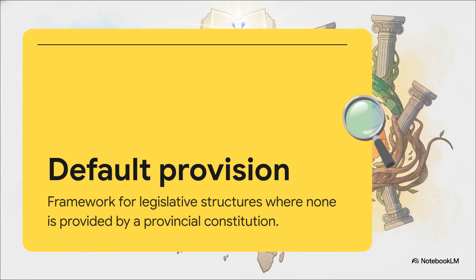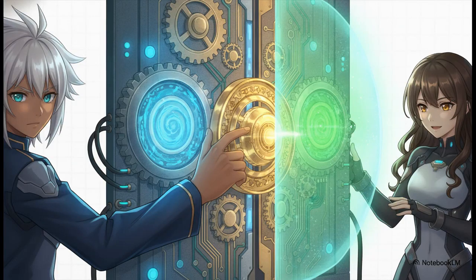Think of it exactly like a default setting on your smartphone. If you don't change anything, the default applies. It just provides a framework for provinces that haven't written their own constitution. Because the Western Cape had gone through the effort of legitimately writing its own constitution under Section 143, they essentially went into the settings and turned off the national defaults.